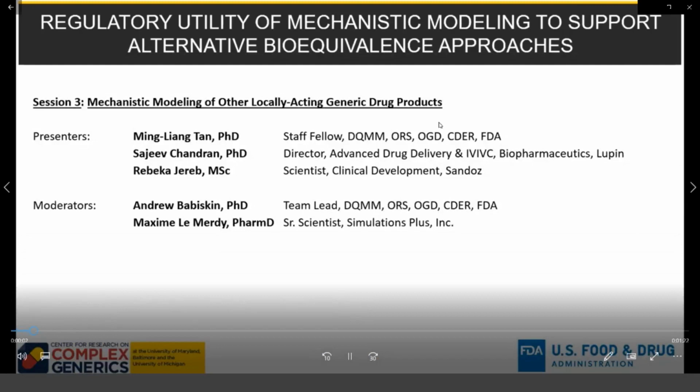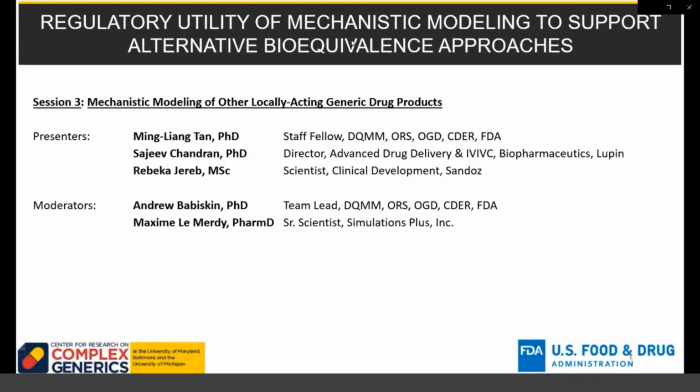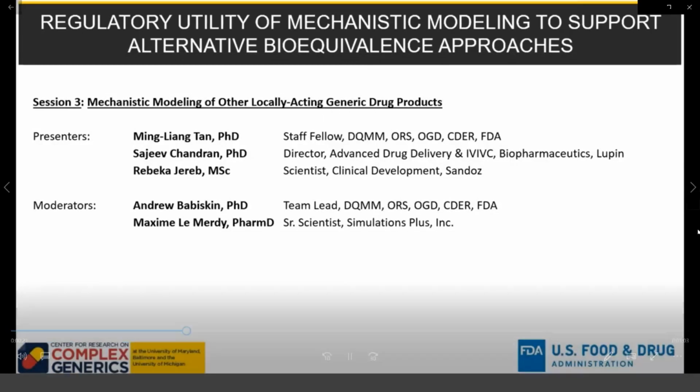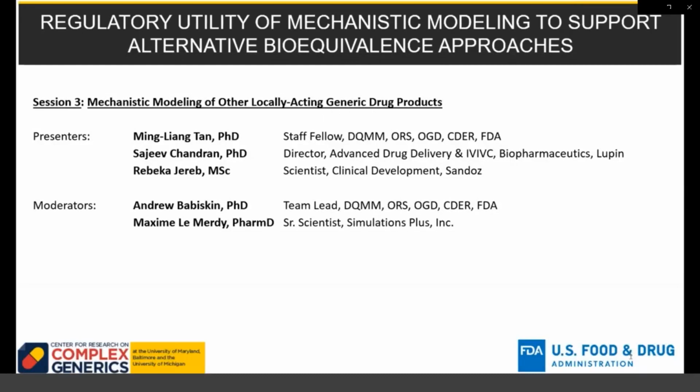Session three for mechanistic modeling of other locally acting generic drug products has three speakers today. In order of presentation, Ming-Liang Tan, PhD, is a staff fellow at the Division of Quantitative Methods and Modeling, Office of Research and Standards, OGD. Dr. Tan's main research interests include PBPK modeling simulation with a focus on the area of locally acting complex products such as ophthalmic drug products.